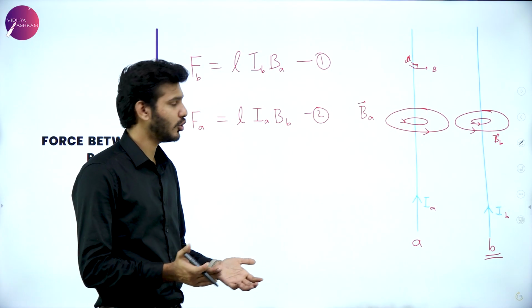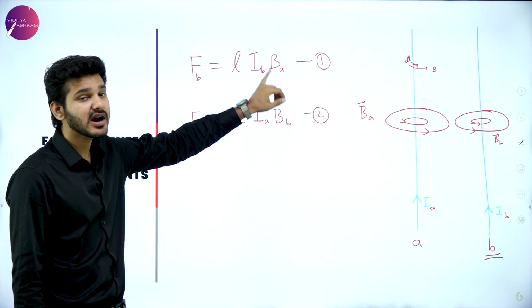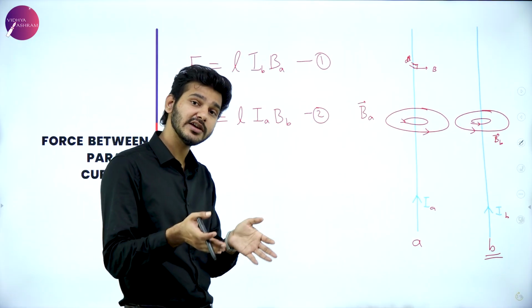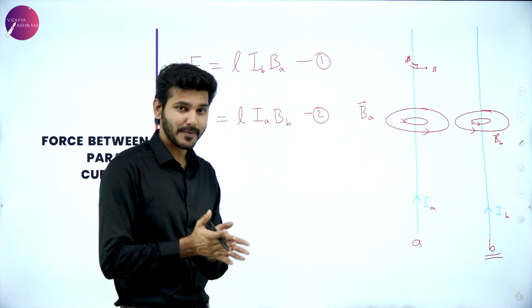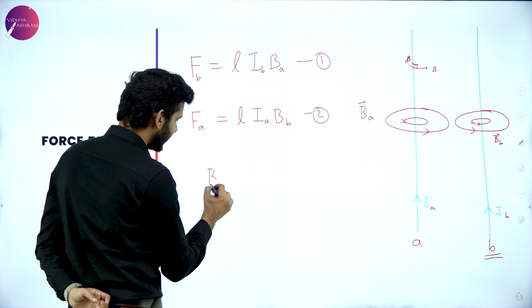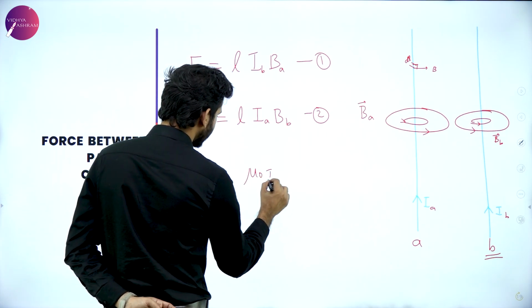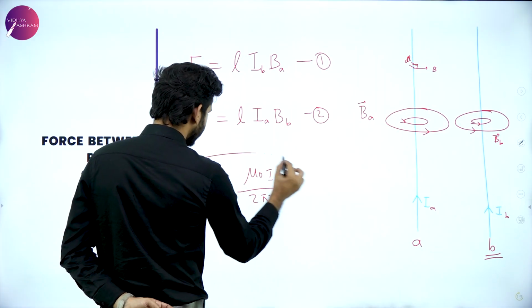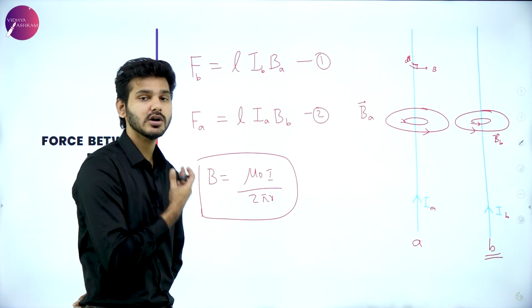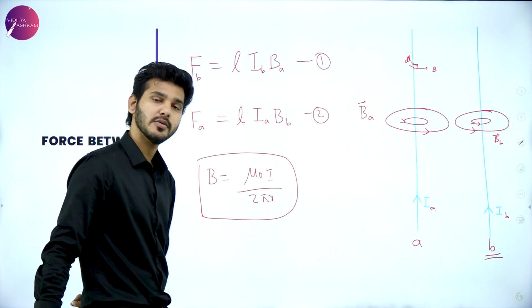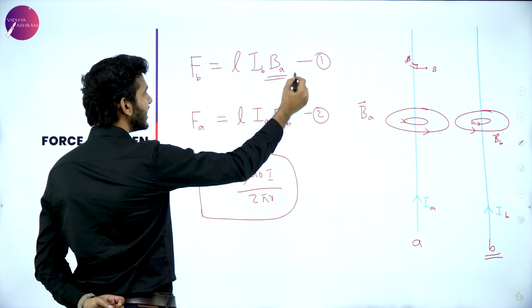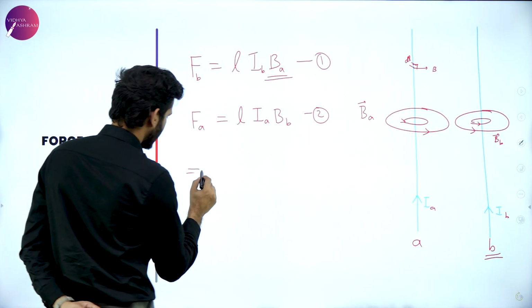Is it that simple? No, of course not, because we also have to have a definition for the magnetic field. Lucky for us, during Ampere's circuital law, we already found that the magnetic field due to a current carrying long conductor is B = mu naught I divided by 2 pi r. For a straight long current carrying conductor, we know B is equal to mu naught I divided by 2 pi r.